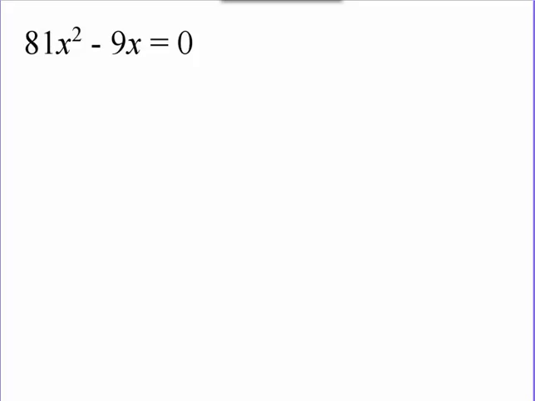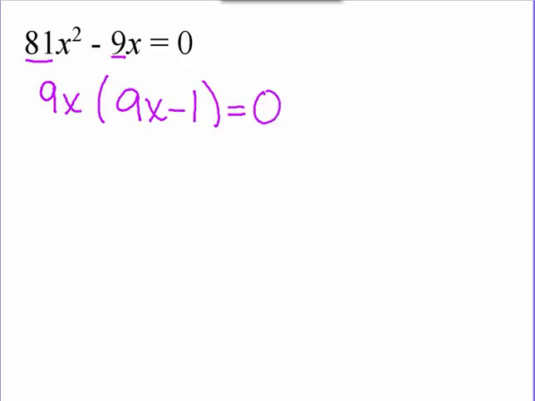Okay, so we're back. Looking at this, the very first step is to see if there's anything in common. What is in common with 81x squared and 9x? There is a 9x. Remember how we do that. We look at the 81 and the 9, and then we look at the x squared and the x. If I take 9x from 81x squared, what does that leave me with? 9x minus 1. Then, according to the zero product property, 9x equals 0, or 9x minus 1 equals 0.